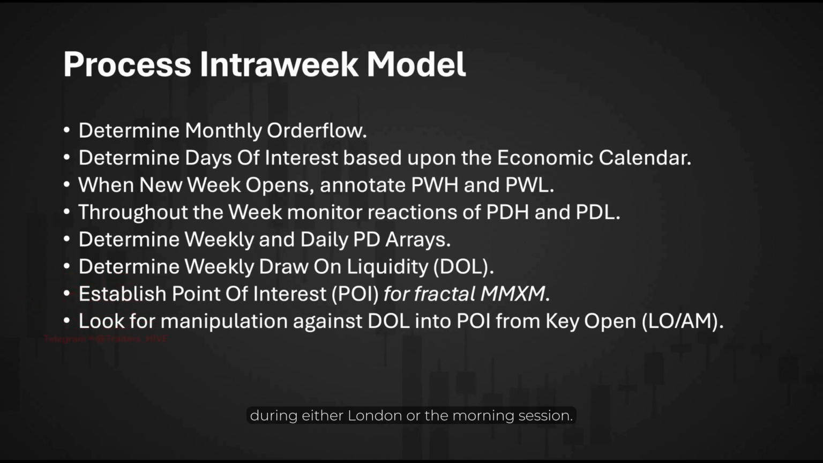Now, when it comes to the statement of look for manipulation against your drawing liquidity into your point of interest from a key open, what I'm trying to say by that is the following. What you need to understand is that when it boils down to the idea of we have a drawing liquidity, for example, below market price, we must look for a point of interest above market price. Because what will happen is that we will look for manipulation into that point of interest, a run higher, to trap everyone into believing that higher prices are next. This is the engineering of liquidity which is taking place, so that we can then go short against that. We trap buyers into believing a false idea, so that we are able to open up our short positions against that.